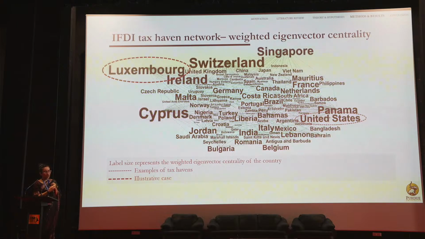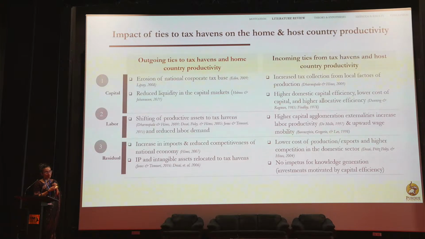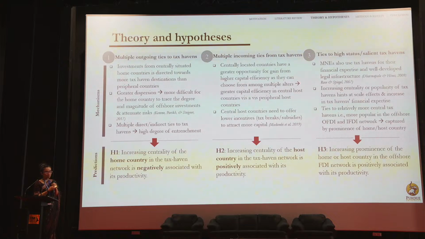And so I have a different measure here, and we can talk about it later if everyone is interested. So we did this network analysis, and then we have a bunch of theory where we look at if you have a tie, if you are an MNE from a country which has a lot of ties in the tax haven, then how does it impact the productivity?